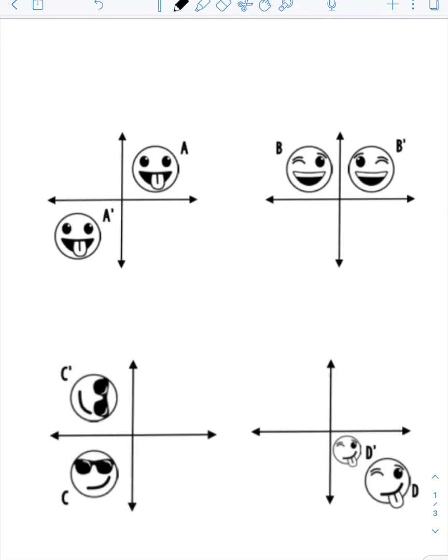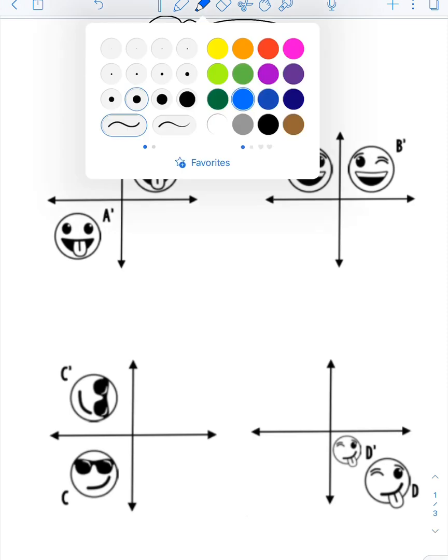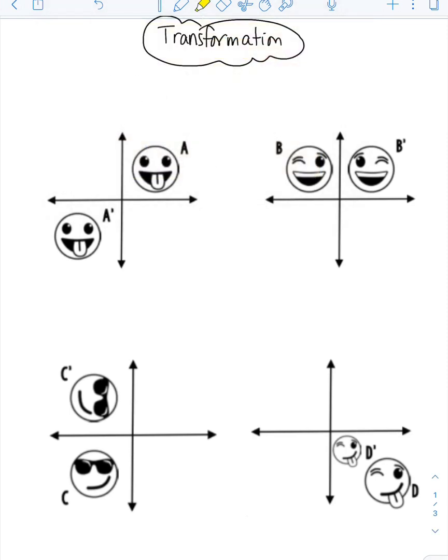Hey guys, today we're going to start looking at something called transformations. And a transformation is just a fancy word for changes in pictures. Okay, so before we actually preview the 4 different types of transformations, I want to point something out to you. If you look in all of these pictures, you'll notice that they each have 2 pictures.